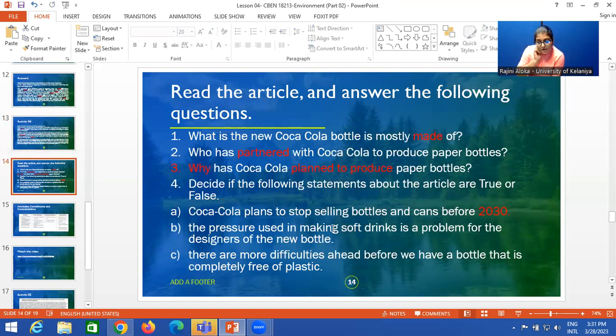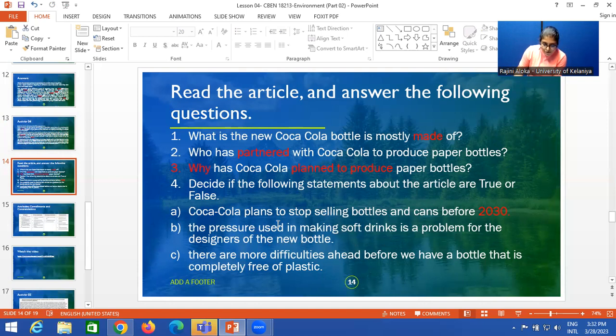So what's in here is Coca-Cola plans to stop selling bottles and cans. It doesn't say they are going to stop. They are going to keep selling. But for all the bottles and cans they are going to sell, they are going to recycle more. Okay, that is what they are saying. So this is false.